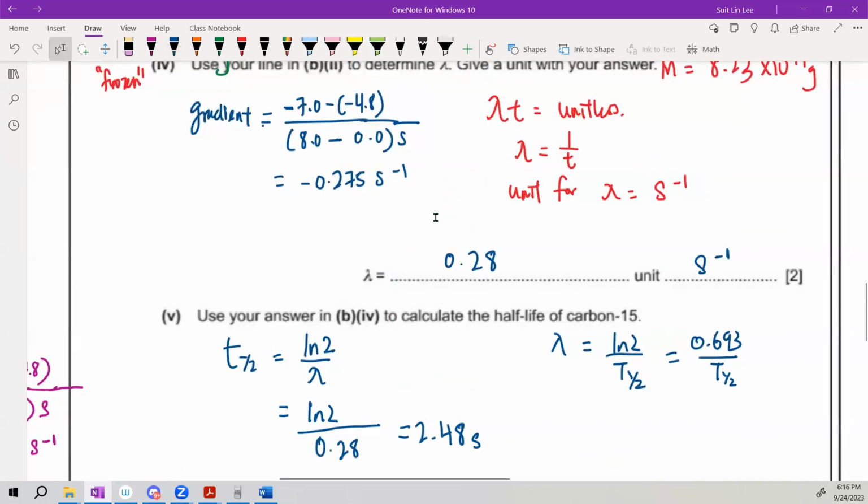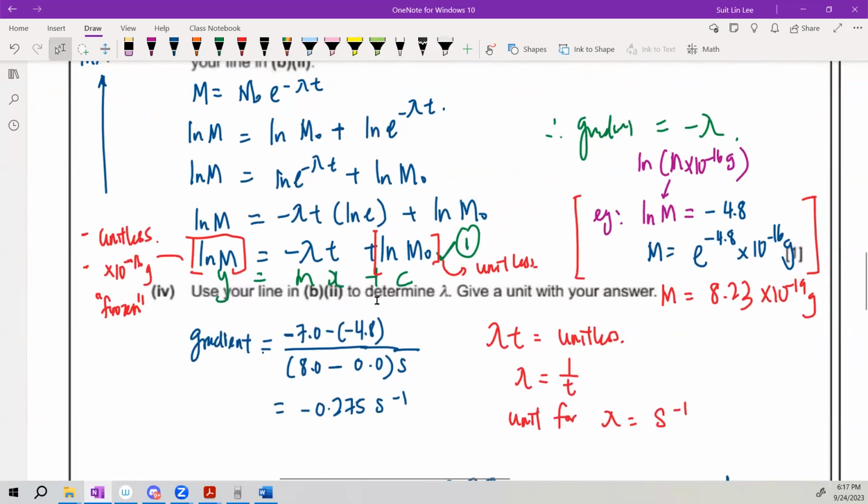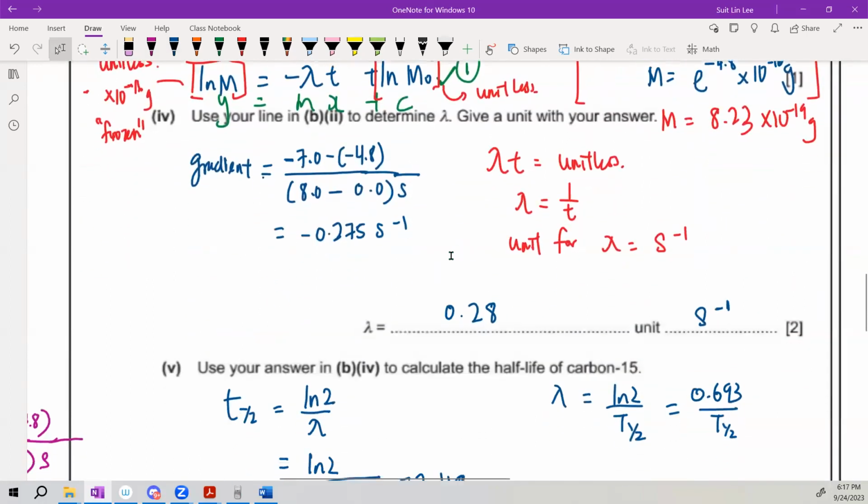Okay. So hopefully that's clear about how to handle unit. Ln has no unit. If there's a unit frozen inside, then unlock. It only comes out when you anti-log it or anti-ln it, or you bring the ln over to become exponents. In the paper 5 lecture series, I recorded a deep dive into how to handle log and ln in your paper 5. Make sure you know what to do.